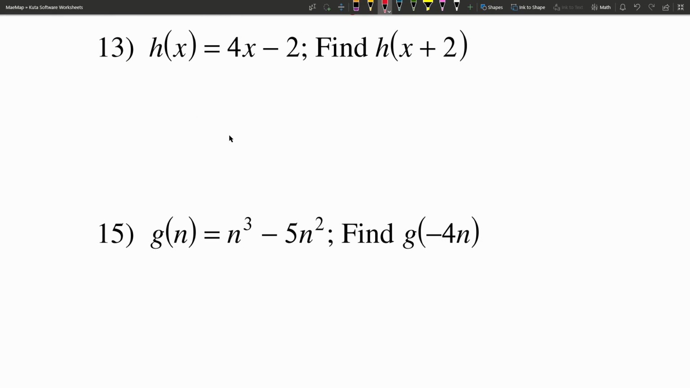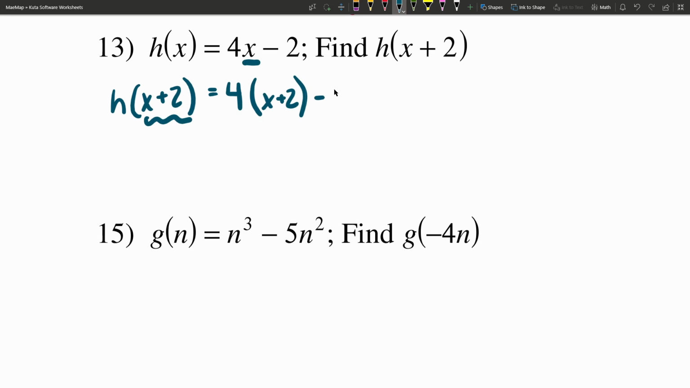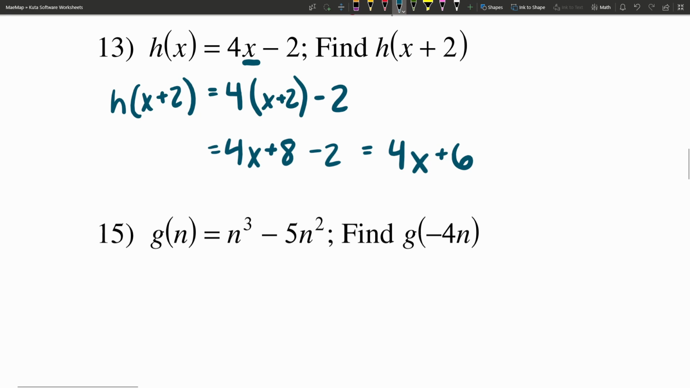For 13, h of x equals 4x minus 2. We're going to find h of x plus 2. So that's going to be equal to 4 times x plus 2 minus 2, because we're plugging in x plus 2 everywhere we see an x. So 4 times x plus 2 minus 2, distributing that 4 into our parentheses, we're going to get 4x plus 8. Again, that was 4 times x plus 4 times 2 minus 2 equals 4x plus 6. That's our solution for number 13.